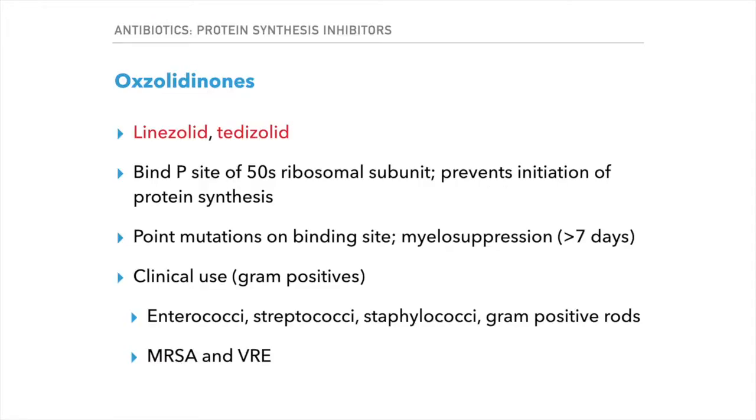The oxazolidinones really are made up of two different drugs. There's linezolid and tedizolid. Now these bind the P site, or the protein site, of the 50S ribosomal subunit, and by doing so they prevent the initiation of protein synthesis. So this here is our mechanism of action. A mechanism of resistance is a point mutation on that binding site where the oxazolidinone would bind.